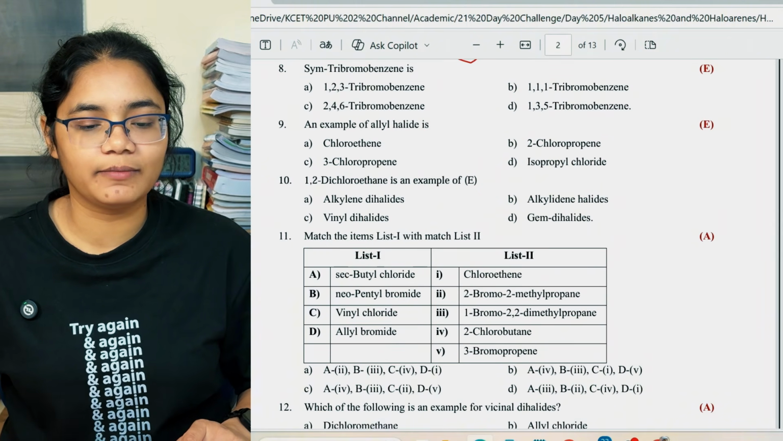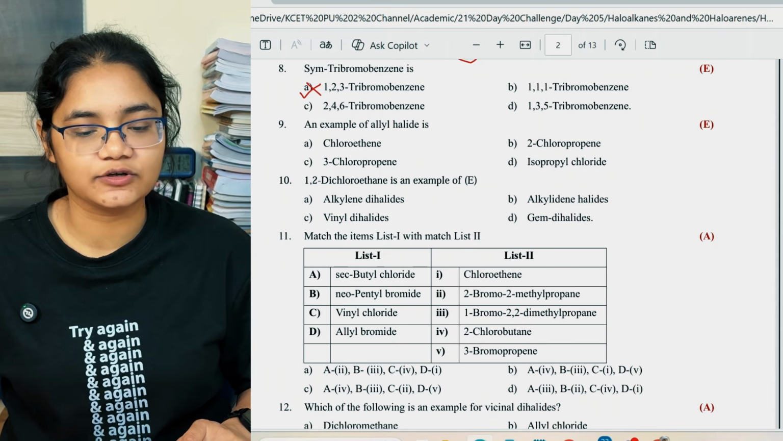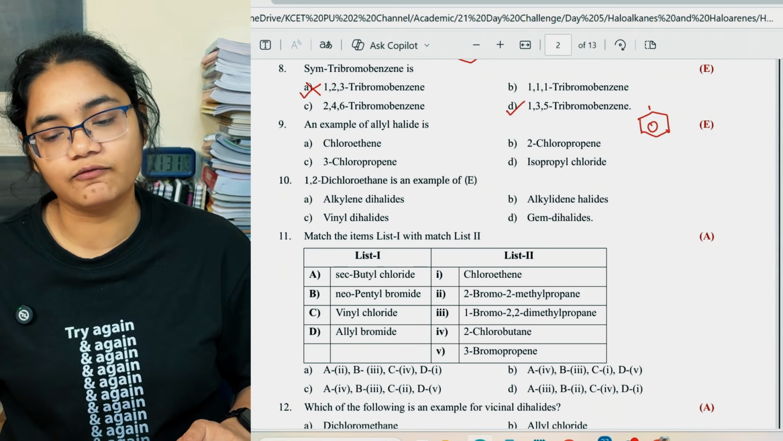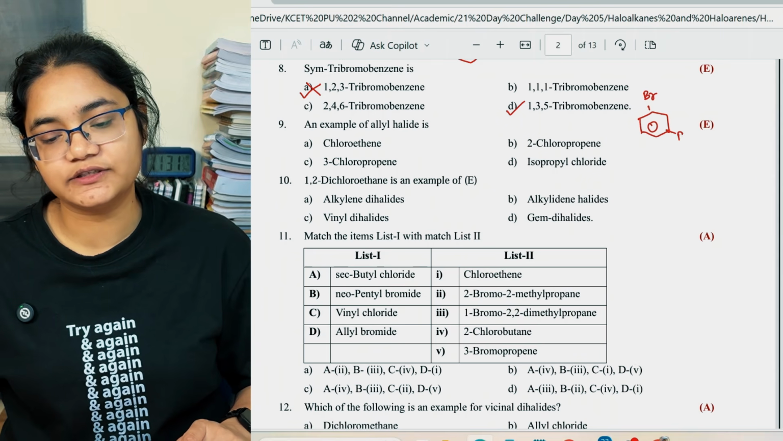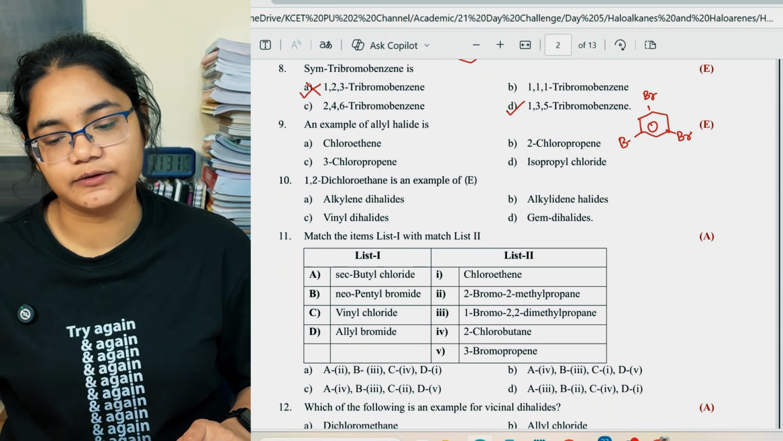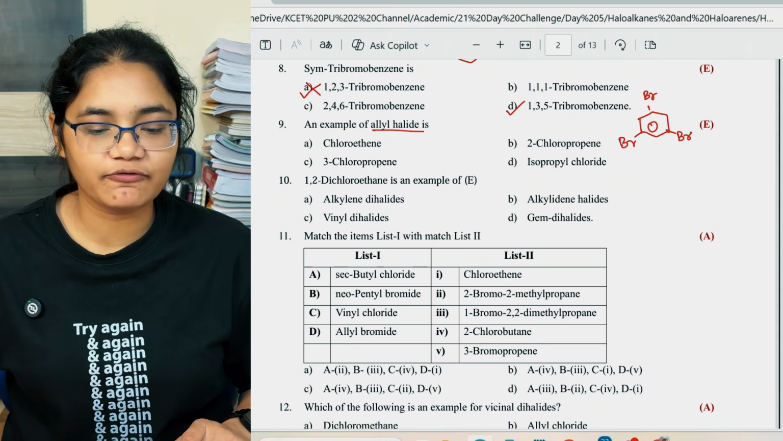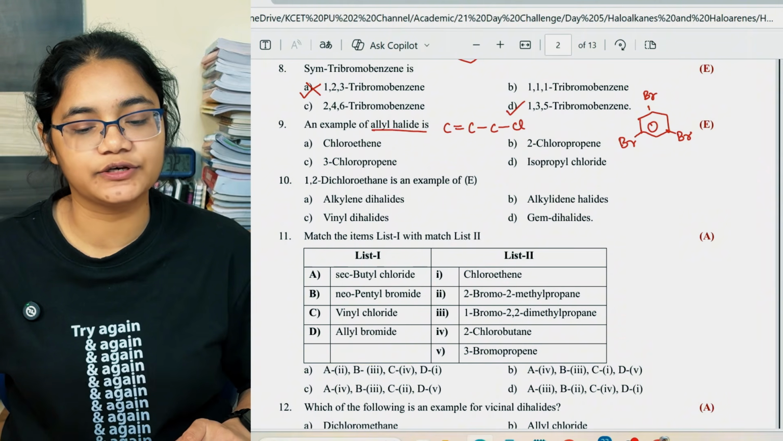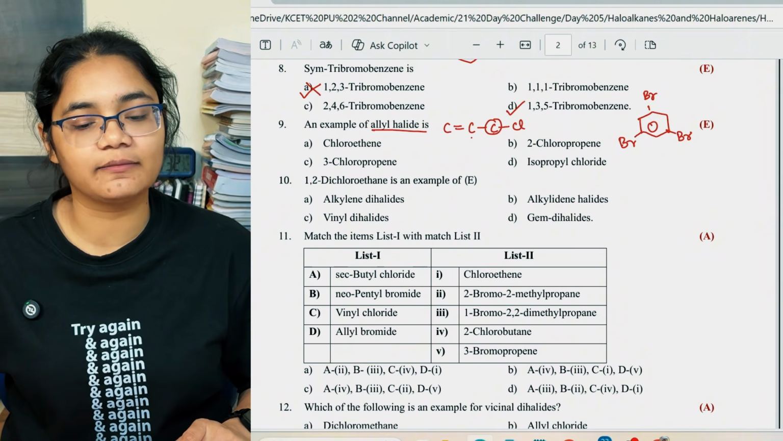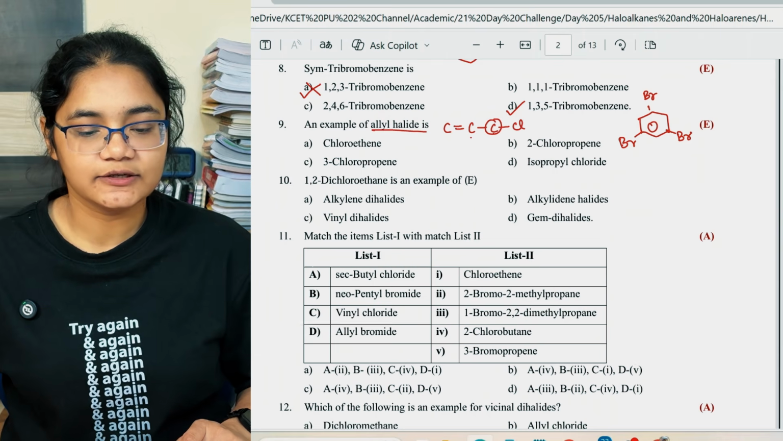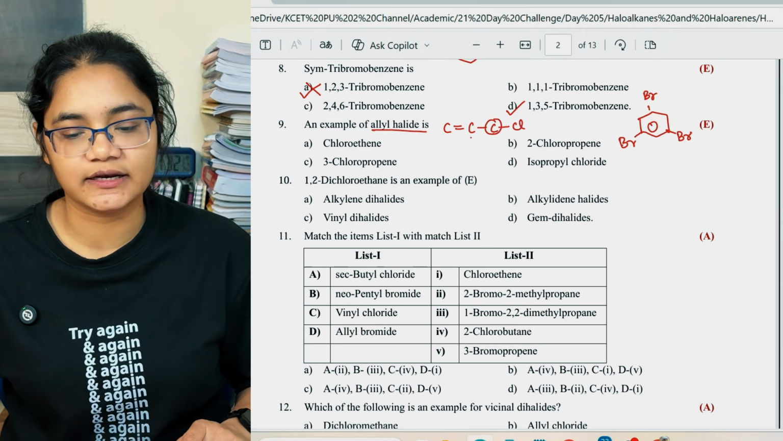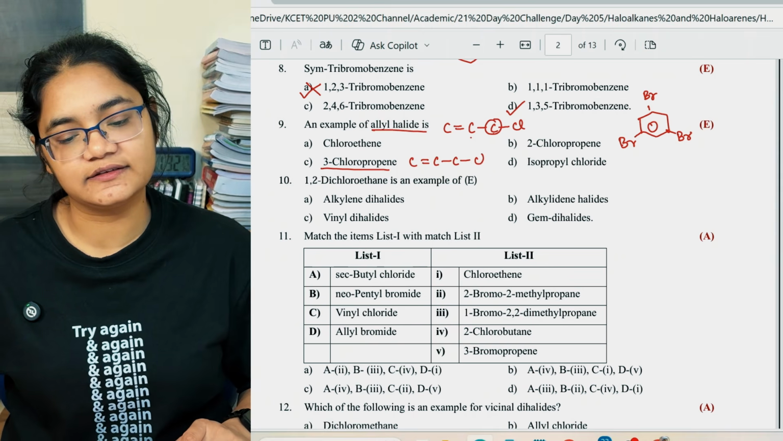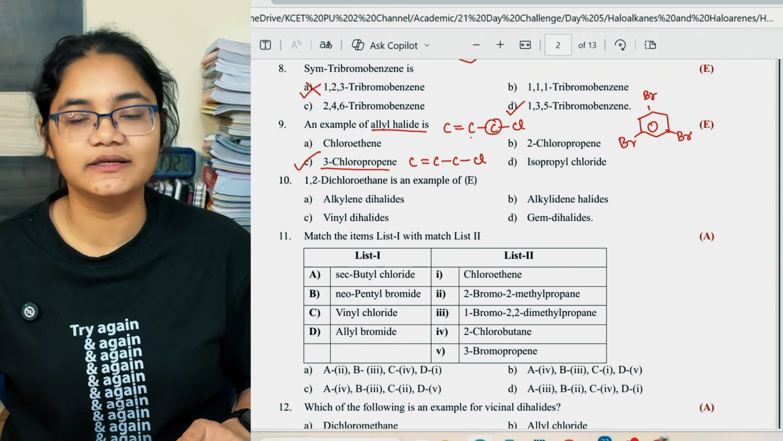Next, the name of tribromobenzene is 1,3,5-tribromobenzene, means you have 1 position, then 3 position, and then 5th position. Okay. Next, an example of allyl halide. Allyl halide is like this. Okay, when you have any halogen group attached to the carbon and this carbon is attached to the double bonded carbon. So here you can see the correct answer is 3-chloropropene. If you see the structure like this, it is 3-chloropropene. So option number C here.